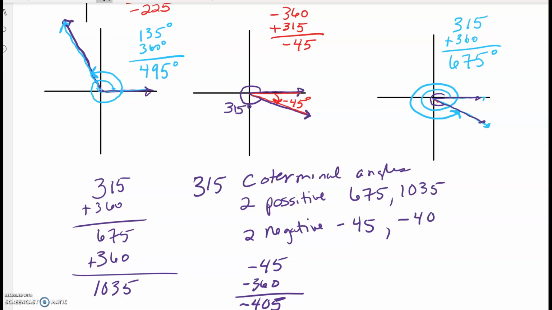And those are my two negative coterminal angles to 315, and my two positive coterminal angles would be 675 and 1035. Let me put my little degree signs in there. And that's it. Straightforward.